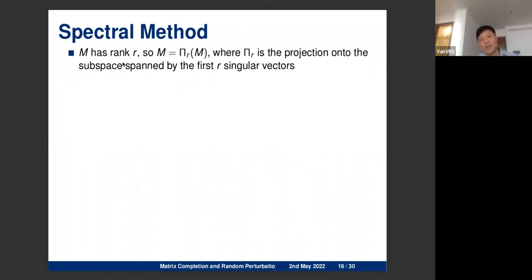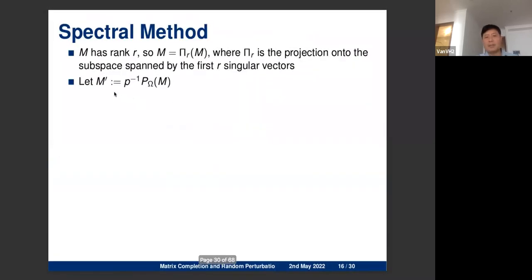Now, if the matrix has rank R, then the matrix is the projection of itself onto the subspace spanned by the first R singular vectors, right? It's just by definition. The R singular vectors, or in the symmetric case, the R eigenvectors, will span the whole subspace of the matrix.